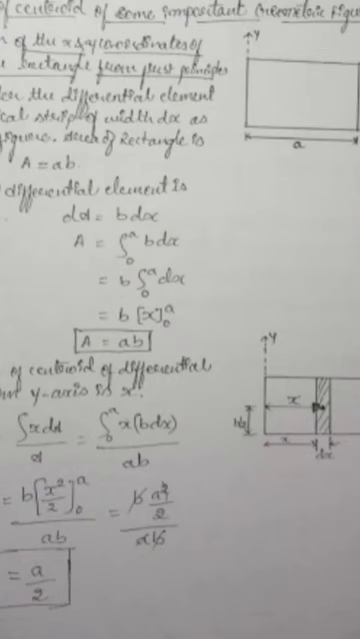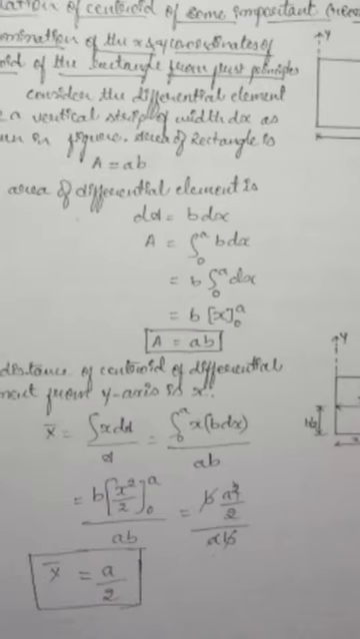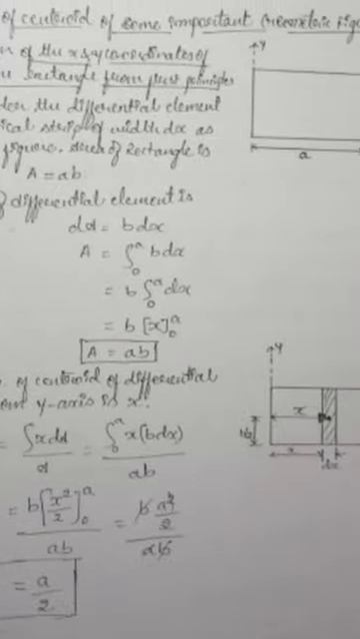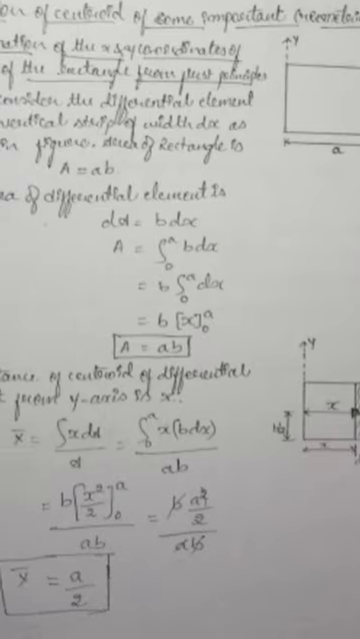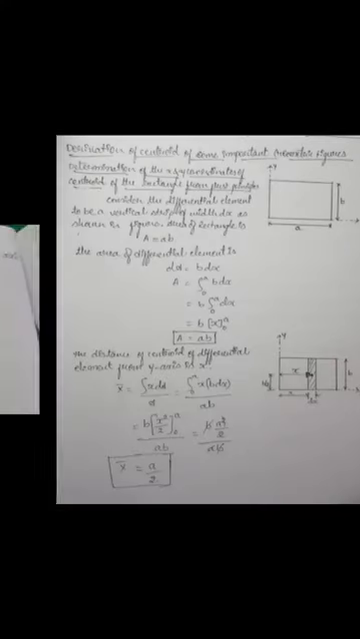If you do the integration, you will get a square divided by 2 divided by a. So finally a square and in the denominator a is there. If you cancel that, you will finally get x bar is equal to a divided by 2. So x bar is nothing but the x distance from the origin to the CG, and the x distance will be a divided by 2. Similarly, we will do it for y bar also. Y bar is the same as the previous one.